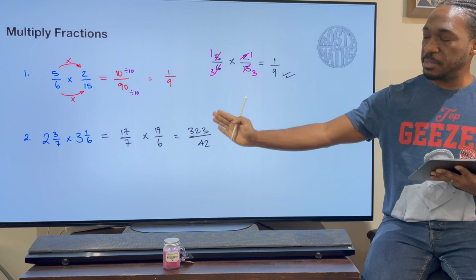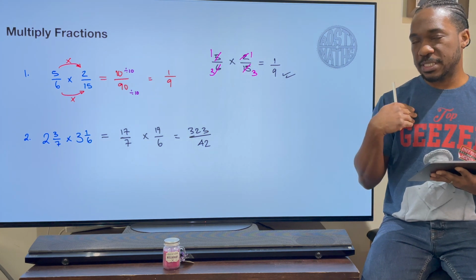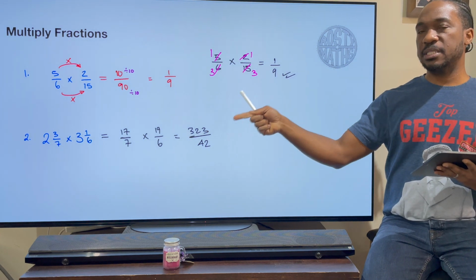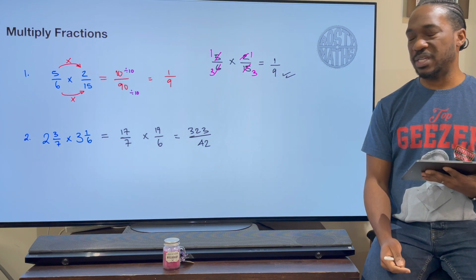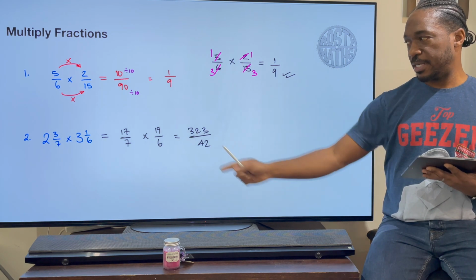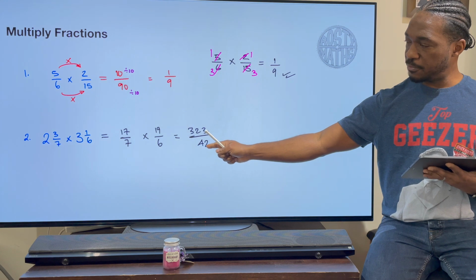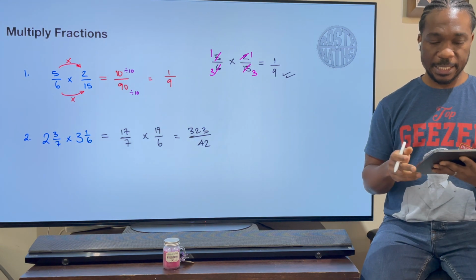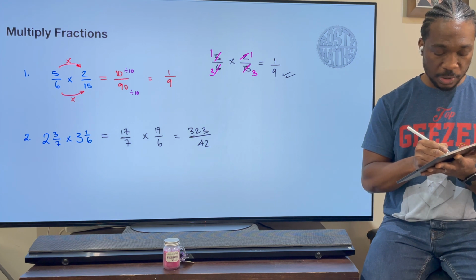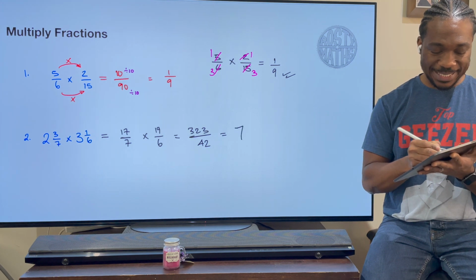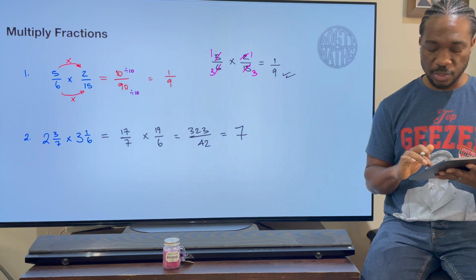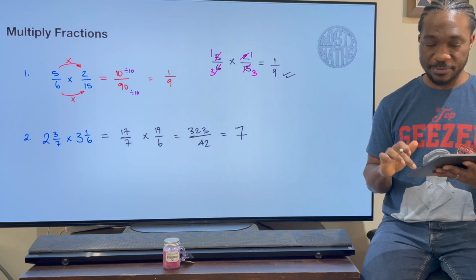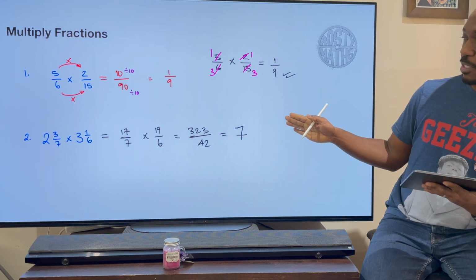Now you can pretty much finish up here, but I would say try and get it back to a mixed number. It's really important that we try to get it back to a mixed number. So check to see how many 42s go into 323. That's going to be 7 whole lots of 42. So 42 times 7, that's going to give us 294.